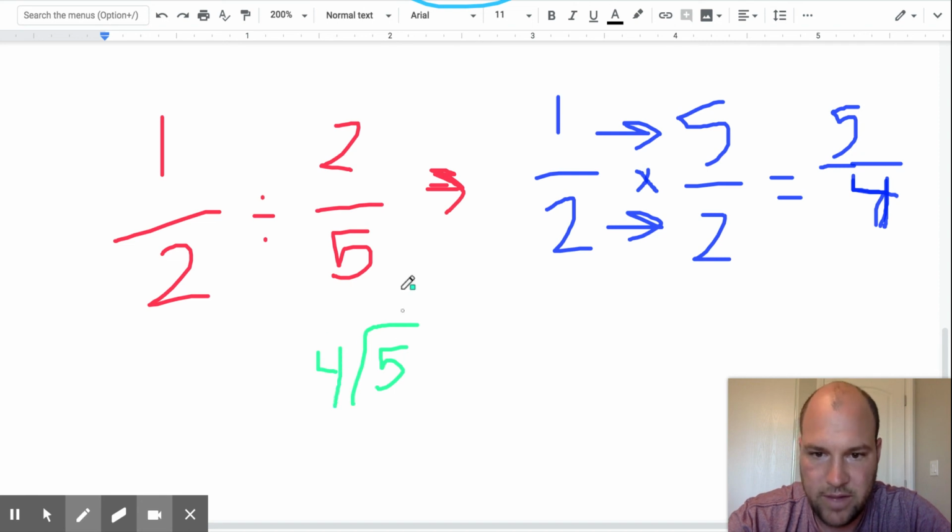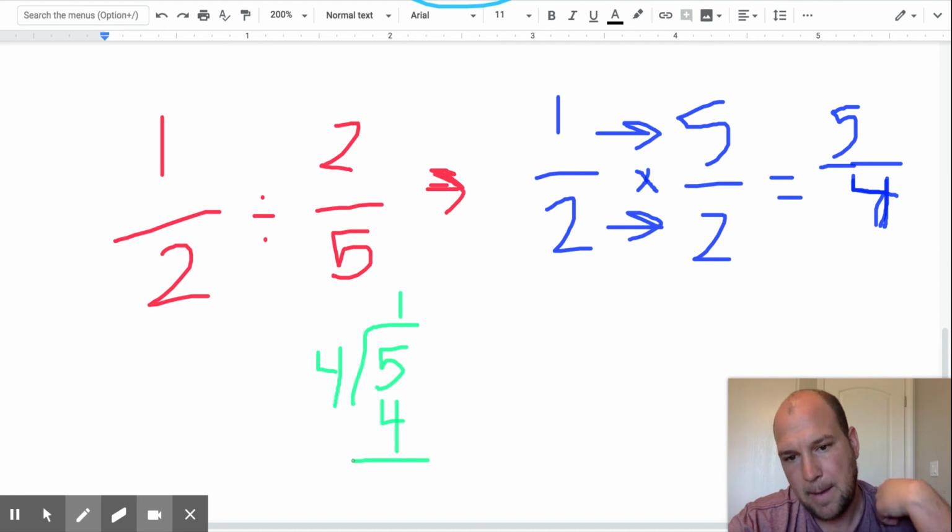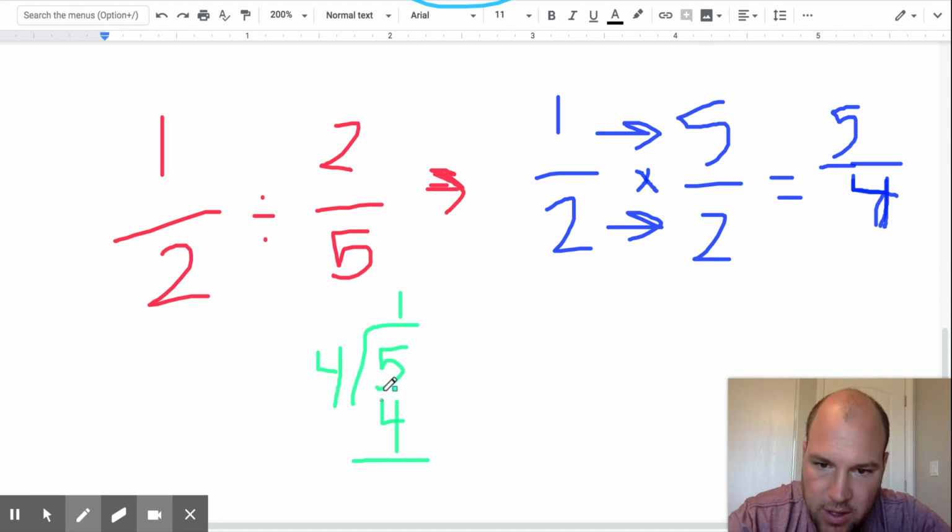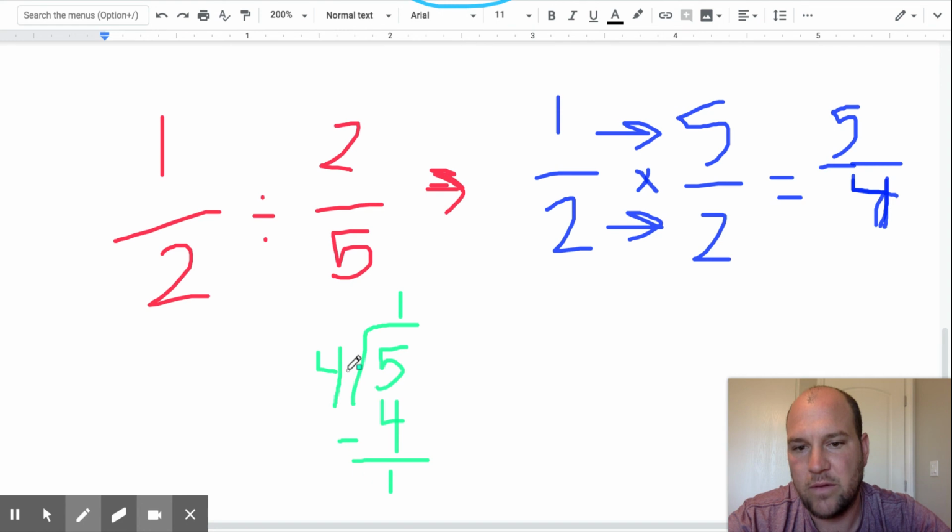4 only goes into 5 one time. Super easy. 4 times 1 is 4. Do our subtraction. Divide, multiply, subtract, bring down. 5 minus 4 is 1. That's our remainder, 1 over 4. So 1 and 1 over 4.